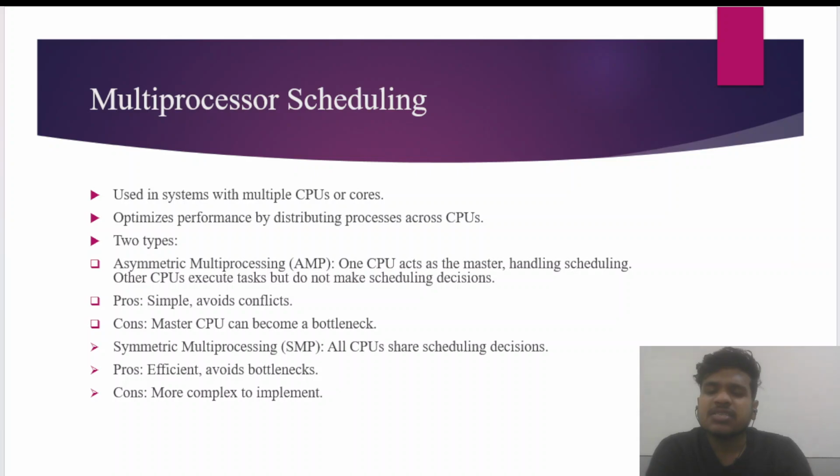But the disadvantage is that the master CPU can become a bottleneck. The master CPU will have too many processes at the same time. So that is a disadvantage of asymmetric multiprocessing. Going further, we will look at symmetric multiprocessing, or SMP. In this, all CPUs share the scheduling load and make independent decisions. Most modern operating systems like Windows, Linux, and macOS use SMP, symmetric multiprocessing.